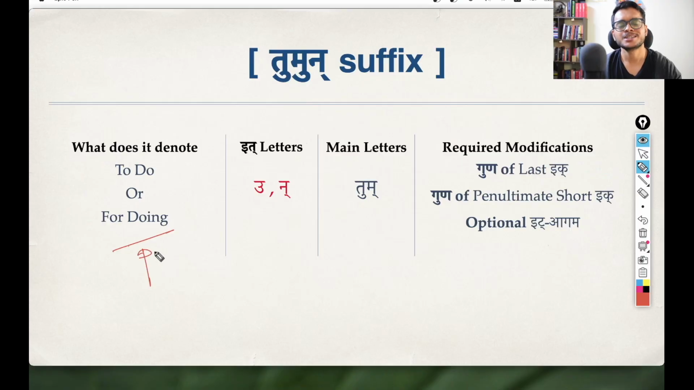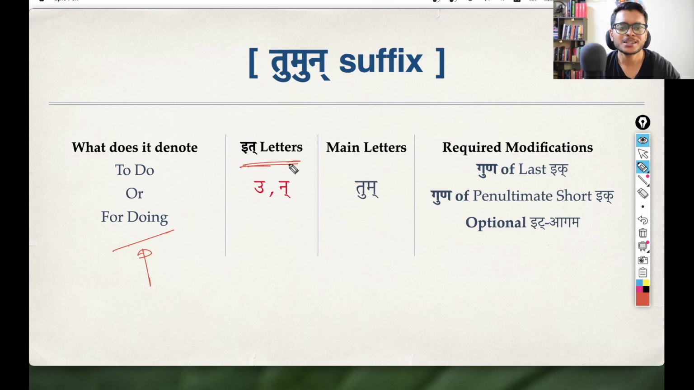So for example, a boy goes to school for studying. So this for studying, that is the purpose of going to school, right? So a boy goes to school for studying. So here for studying is being used as a purpose. Or I can say that I want to dance. So this to dance is the desire. Okay. So this tumun suffix is used to create padas with this meaning, to do or for doing, to show the purpose or the desire. Okay. So I hope the function is clear. Again, it will get more clear when we take a few examples.